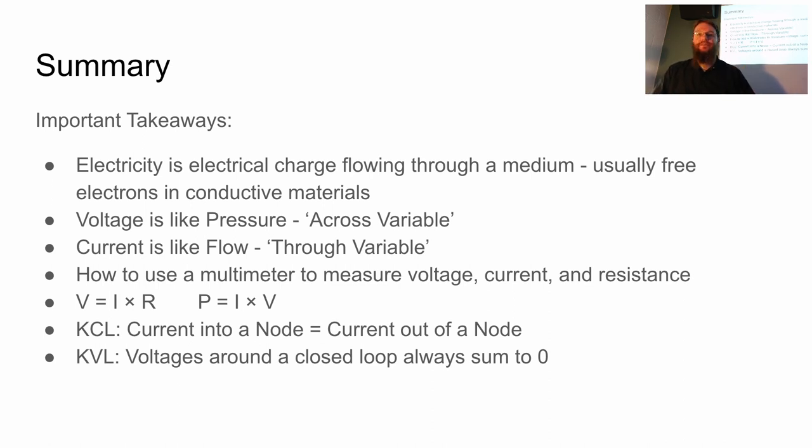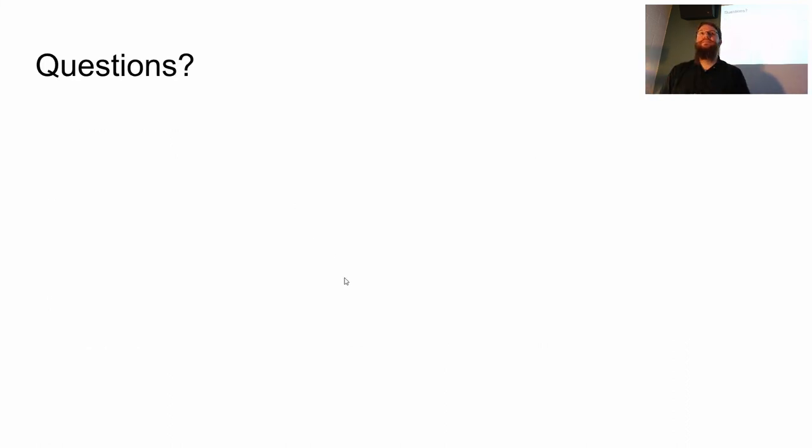You can also just Google Ohm's law and get that circle up if it helps. You also have the power equation, which will help you determine if you're going to set something on fire. P is equal to current times voltage. Kirchhoff's current law says current into a node is the same as the current out of a node. And Kirchhoff's voltage law says that the voltage around any closed loop will always add up to zero. So that's my presentation, and I'm happy to answer any questions or let people build the circuit themselves and play with multimeters as much as you want after we're done.